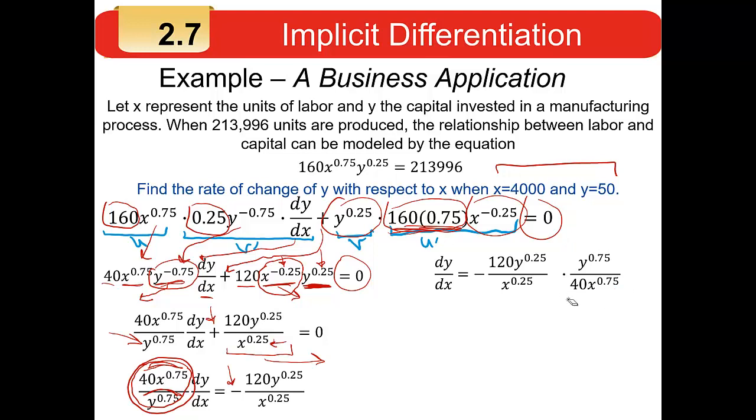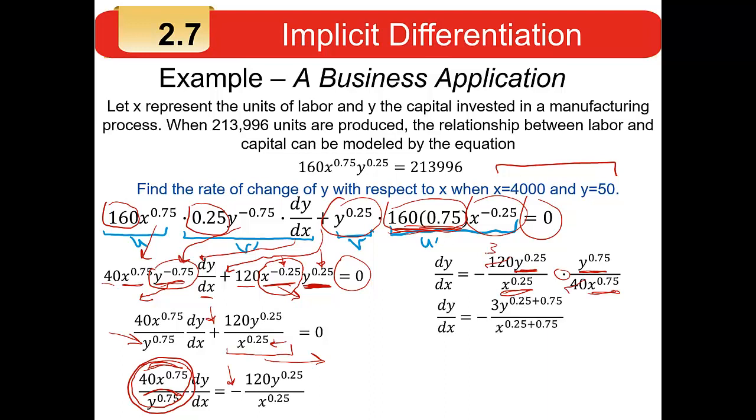Now look what happens. You've got a product where you're multiplying with like bases. What happens up top when you multiply with like bases? You add the exponents. Same thing's going to happen down bottom. You're going to have x to the 0.25 times x to the 0.75. If you have like bases, you just add the exponents. And of course, that 40 is going to go into the 120 and make a 3. So that'll be easy enough.